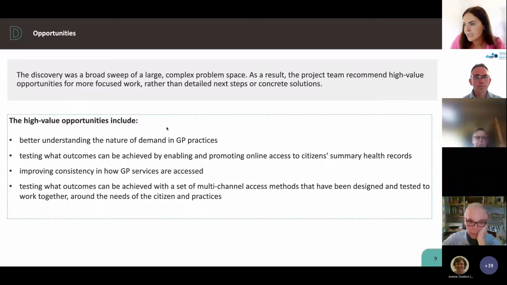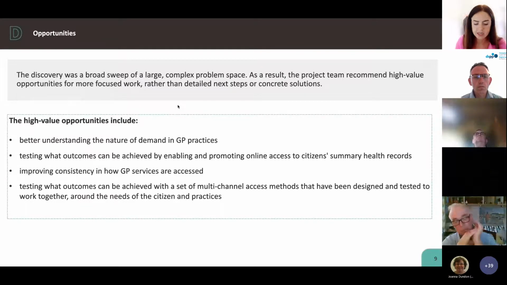Secondly, testing what outcomes can be achieved by enabling and promoting online access to citizens' summary health records. There's a definite perception among the people that we spoke to that if you flick on that switch and allow citizens access to their health records online, there's going to be a surge in demand. However, that's not actually something that's been tested and proved. That's more of a perception. So there definitely needs to be work done in understanding that more. So that's that point there. The third point, improving consistency in how GP services are accessed.